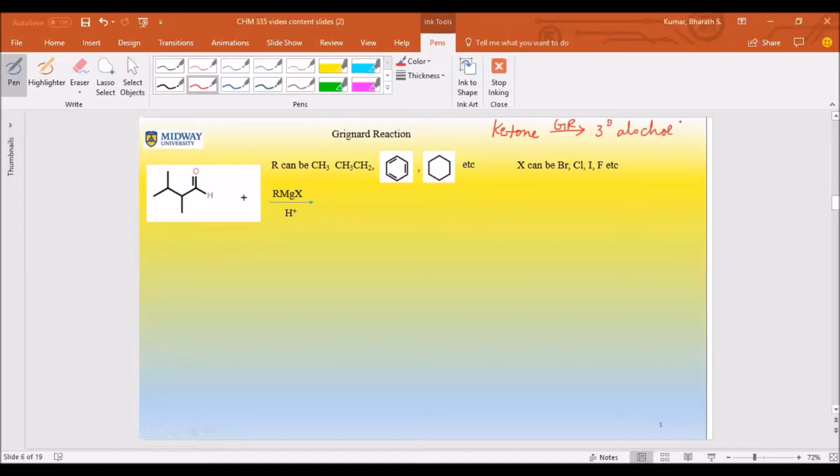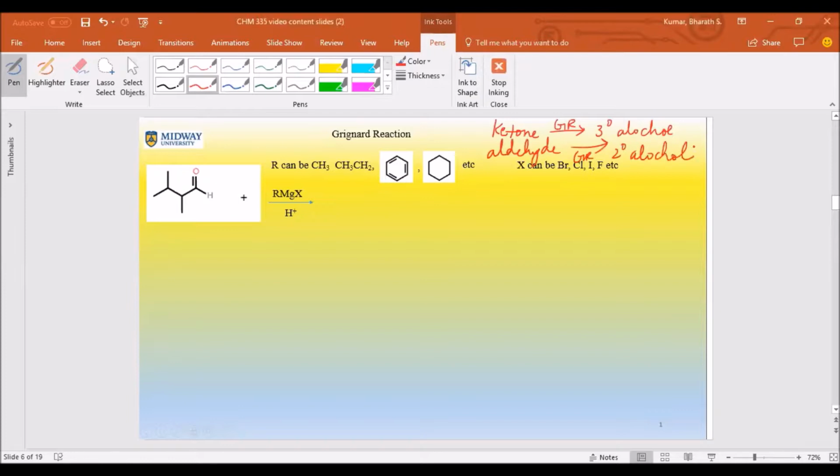Now, why do I say this? There are ways to remember the concept without actually memorizing blindly. I mean, how much will you remember by the final day of the class? No, there's no way. So try to remember it without trying to memorize the whole thing, all right? So ketone gives you tertiary alcohol, and aldehyde, if you're going to do a Grignard reaction, would give you a secondary alcohol.